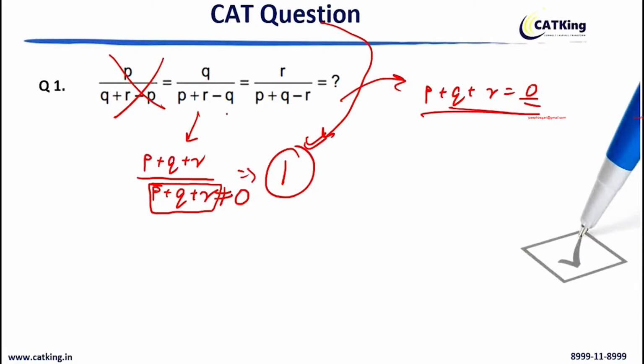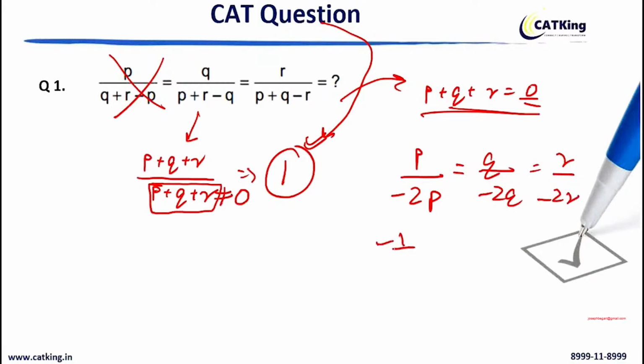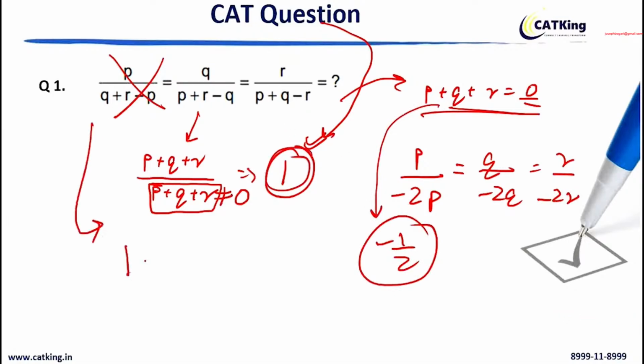This means what? You can write p upon, what is the value of q plus r? q plus r is minus p. This is minus 2p, correct? Equal to q upon, what is p plus r? Minus q, minus 2q. So r upon minus 2r, which is minus 1/2. If p plus q plus r equal to 0, the answer is minus 1/2. Else the answer is 1. So in CAT, the answer would be 1 or minus 1/2.